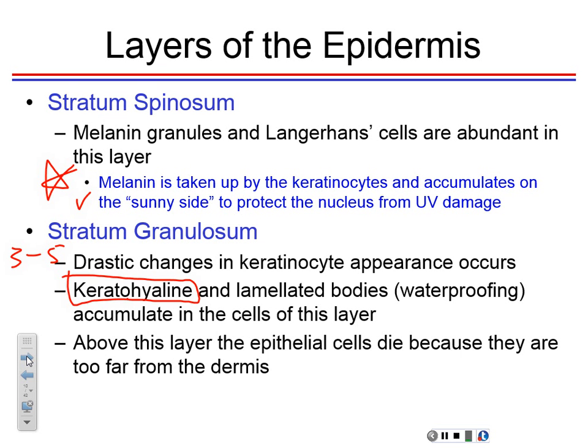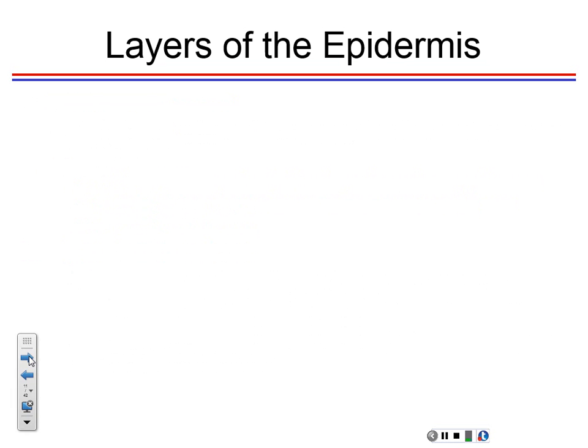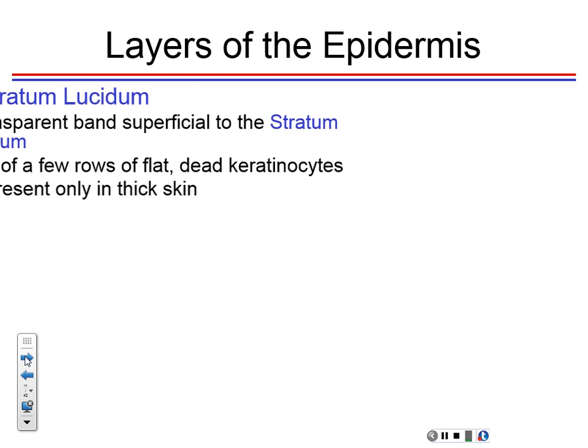By the time we get to the next layer, they are really dead cells, now full of keratin, surrounded by lipids, right? And I'll show you a diagram showing how the cells are changing, going up, in terms of chemical and structural composition as well.